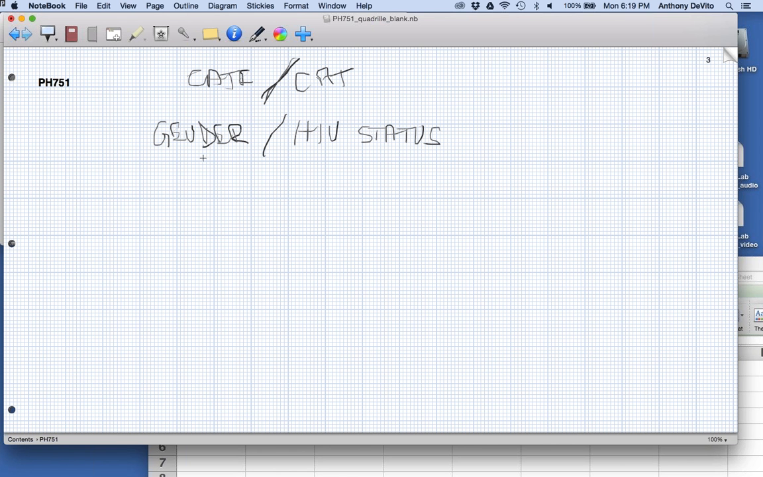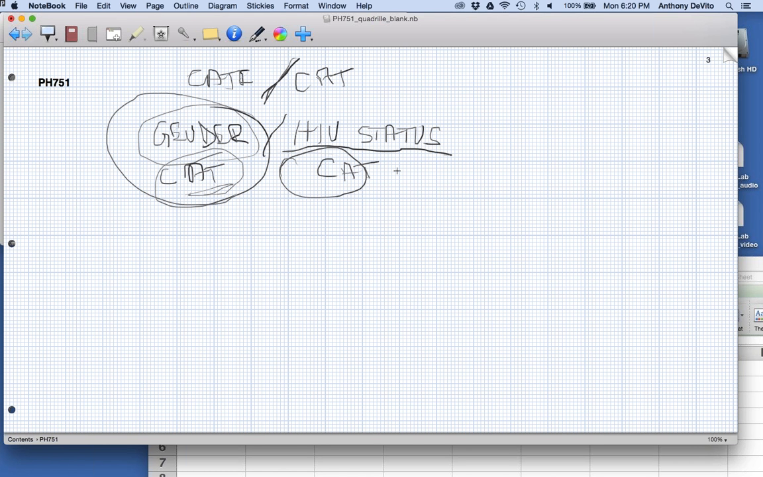right? What kind of variable is gender? It's categorical, right? What kind of value is HIV status? Yes or no, right? Positive or negative? That's categorical also, right? So we have two categorical variables. Now this gets a little bit complicated because we don't really have numbers to compare. We're not going to find the mean value for gender. We're not going to find the mean value for HIV status.